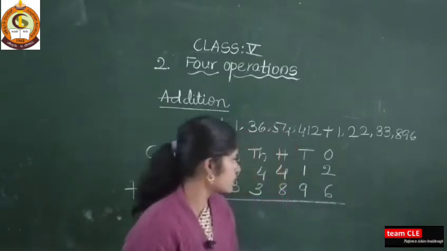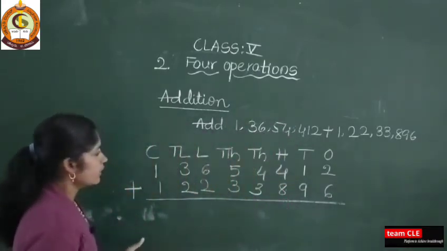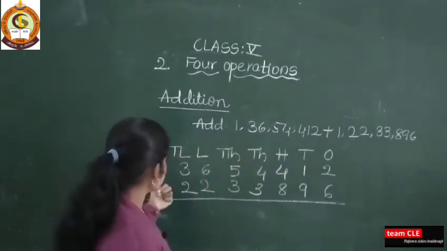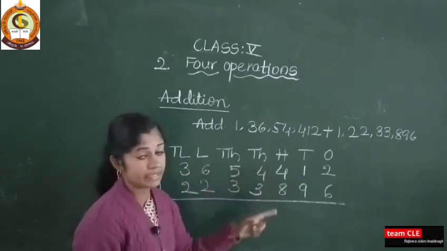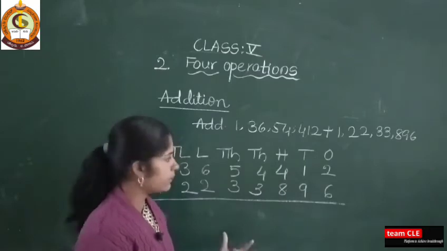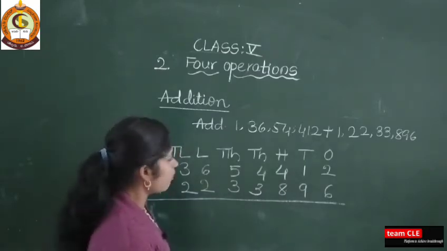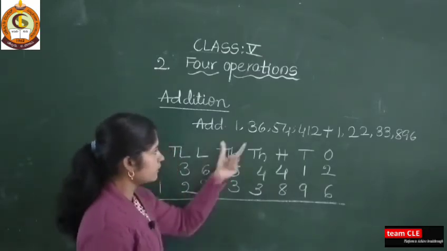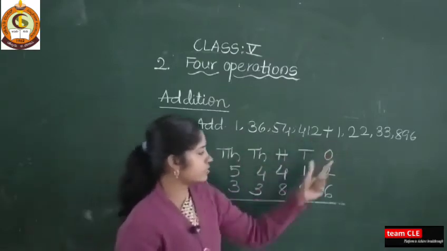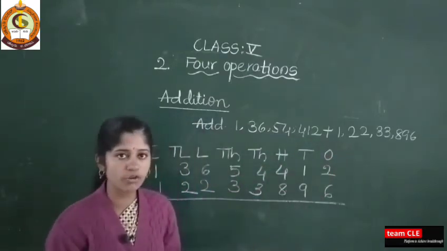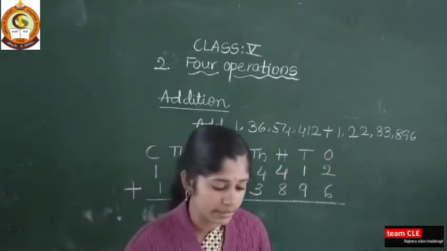Okay, so this is the addition of what? 6-digit numbers. Is it a 6-digit number? Count: 1, 2, 3, 4, 5, 6, 7, 8. This is an 8-digit number. First you write the place value chart. First you take this addend, next take this addend. The properties of addition I will teach you in the next class.